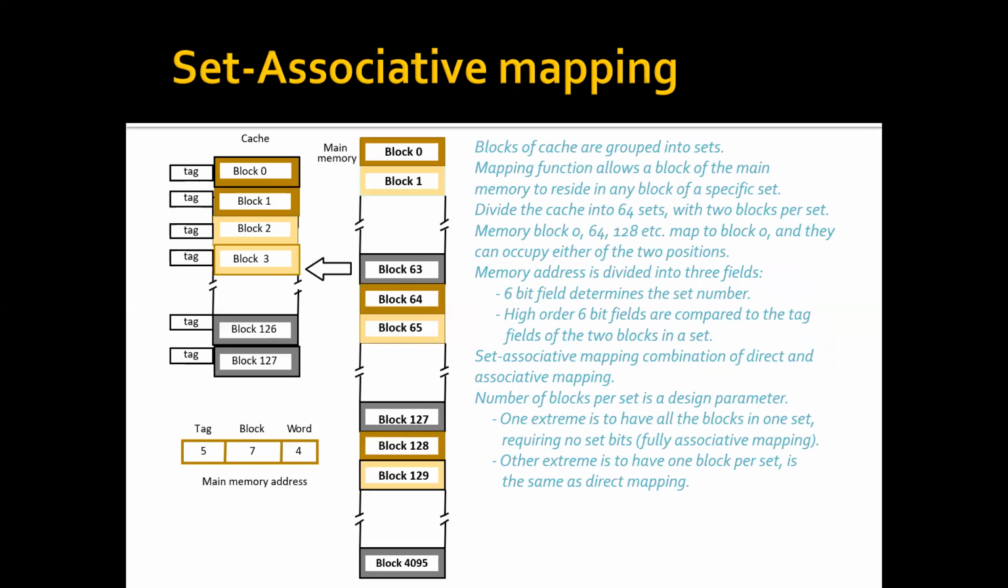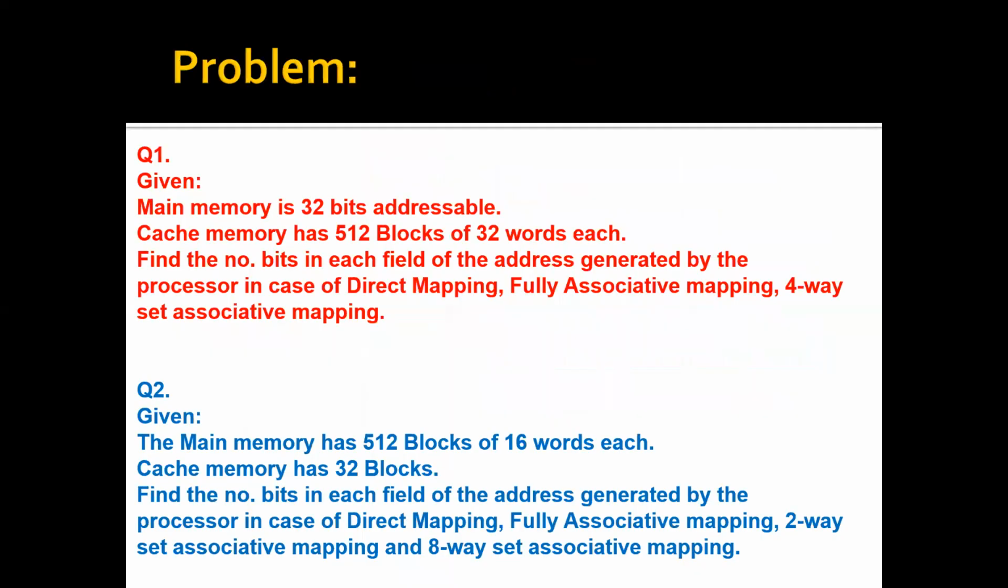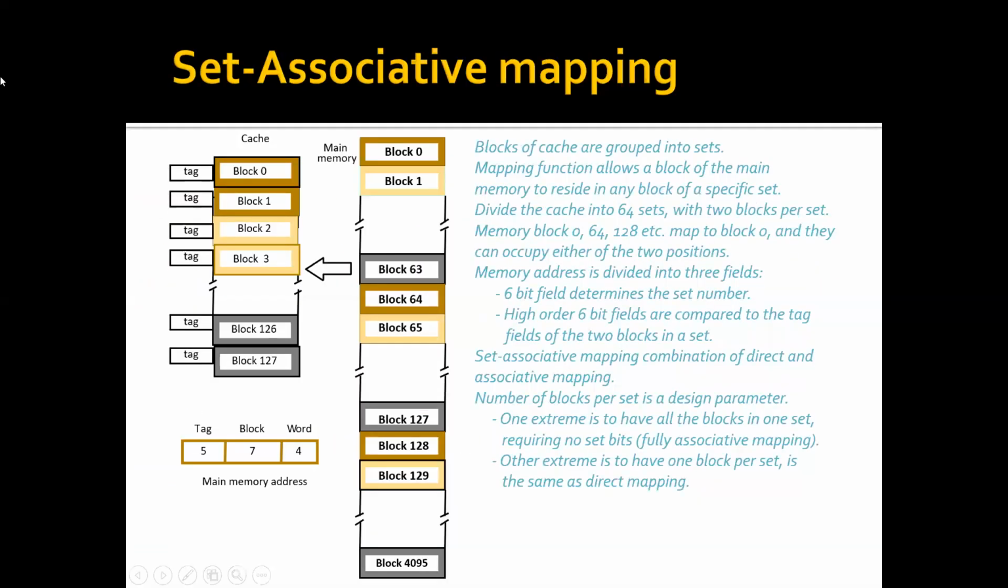So what we'll do over here is make a set of blocks. We have a number of blocks, and a fixed number of blocks will make a set. For example, if I take 2 blocks of the cache memory, we'll make that one set.